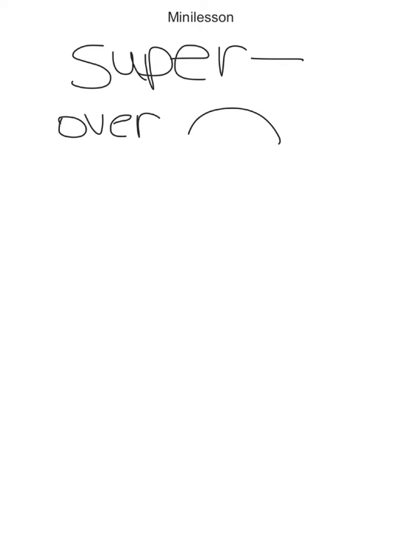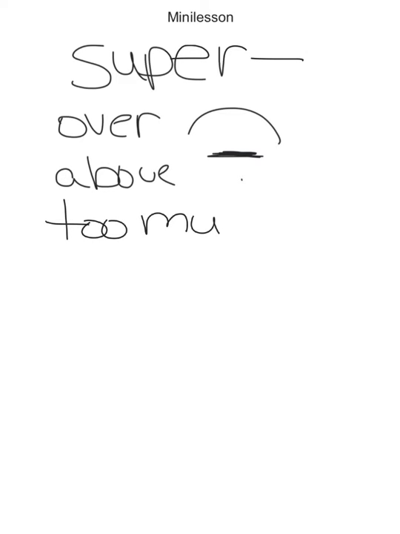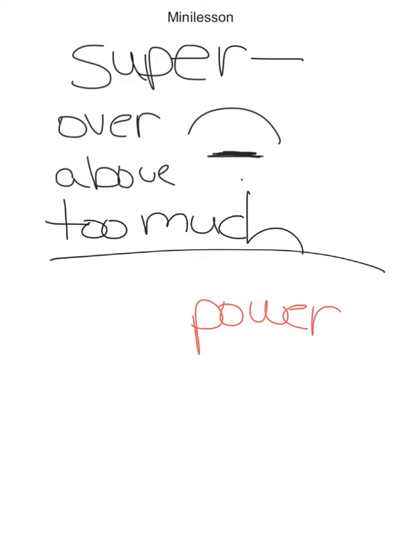Over, going over something, above, right? You're over the top of something. Here's your above and you're on top of it. And then we also have too much. So too much of something. So let me show you what I mean in terms of other words and other roots. So if we have the root power and we add in the prefix super, hey, superpower. We have like too much power, or power is over and above everybody else's power, like Superman has a superpower.